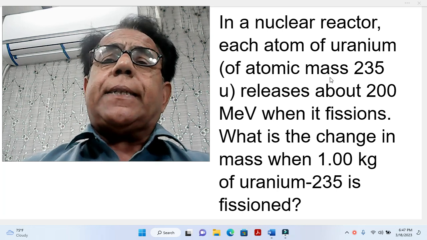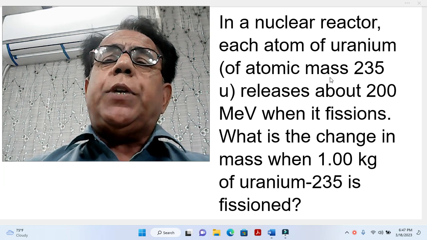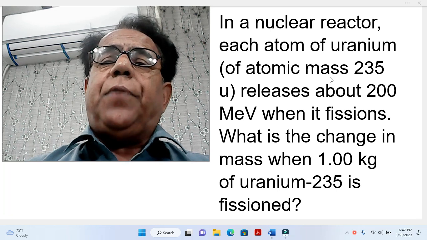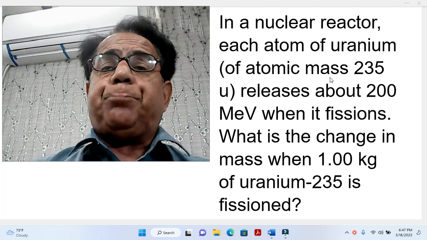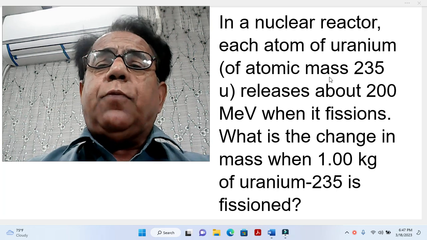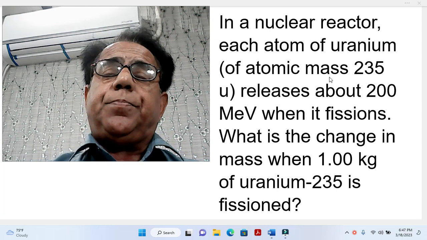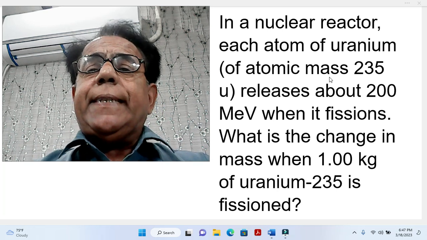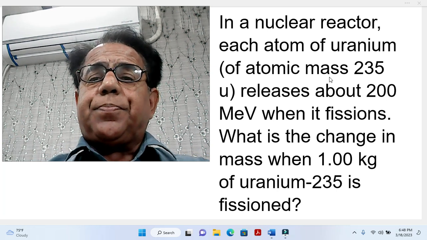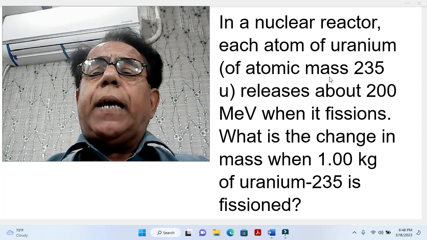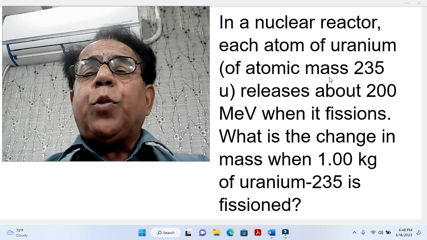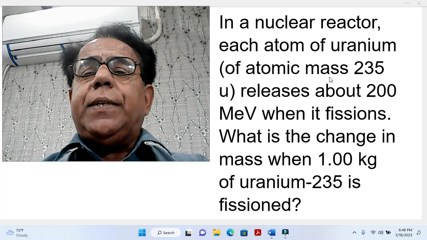In a nuclear reactor, each atom of uranium of atomic mass 235 atomic mass unit U releases about 200 million electron volt when it fissions. What is the change in mass, that is delta M, when 1 kilogram, that is 1000 gram, of uranium 235 is fissioned?